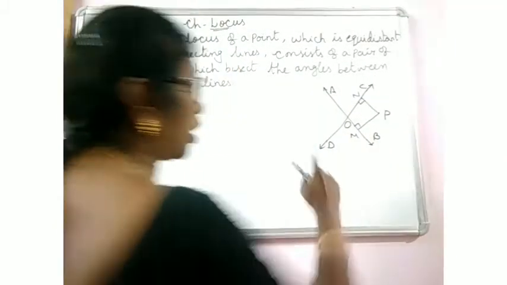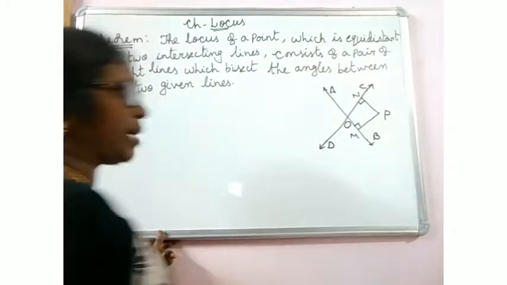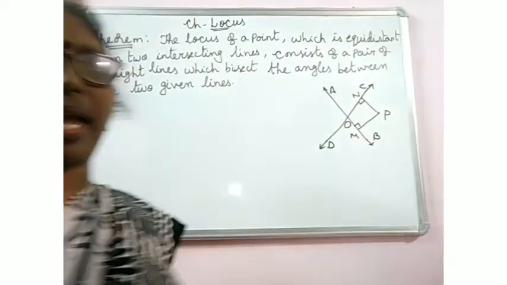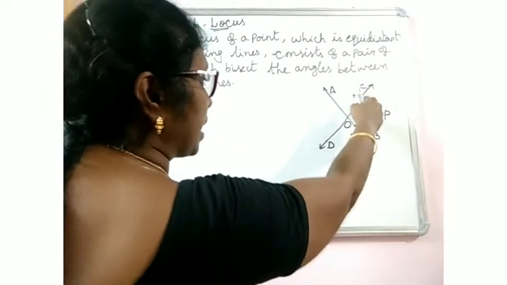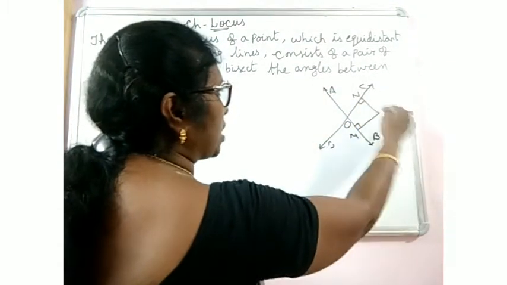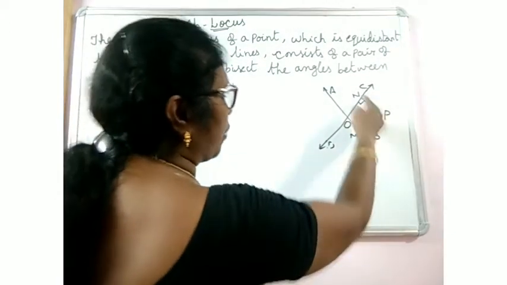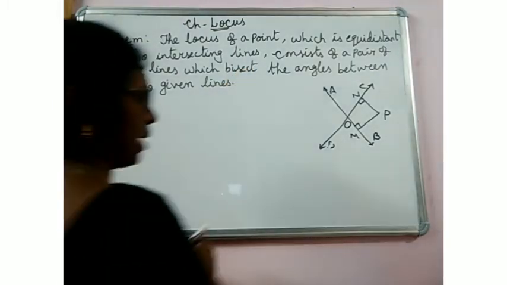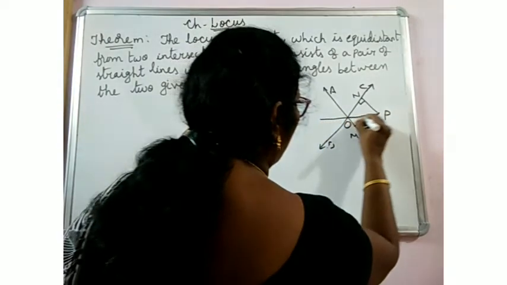So AB and CD are two intersecting lines. They are intersecting at O. P is the moving point. So the locus of point P, which is equidistant from these two straight lines, is the bisector of the angles between these two lines. That means here in this case, the bisector of angle BOC is the locus of the point which is equidistant from the two intersecting lines. So let me join OP. We can produce OP also.